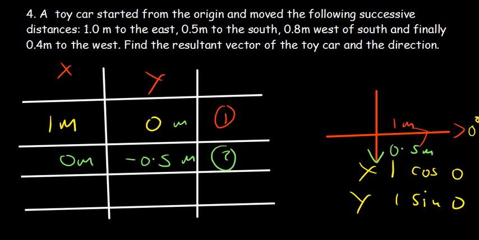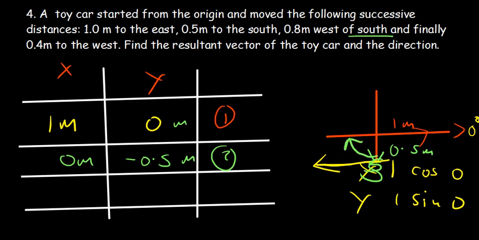The third one, 0.8 meters west of south. West of south. Of what? Of south. So south, it means you're at the bottom there. Now you're heading towards what? West of south. West. So you're heading this direction. You're at the south, heading towards the west. Something like that.